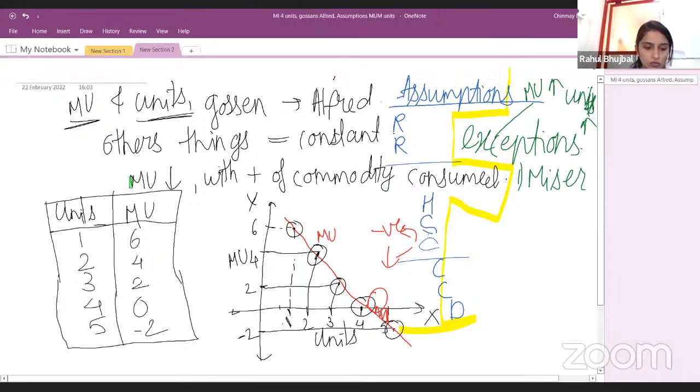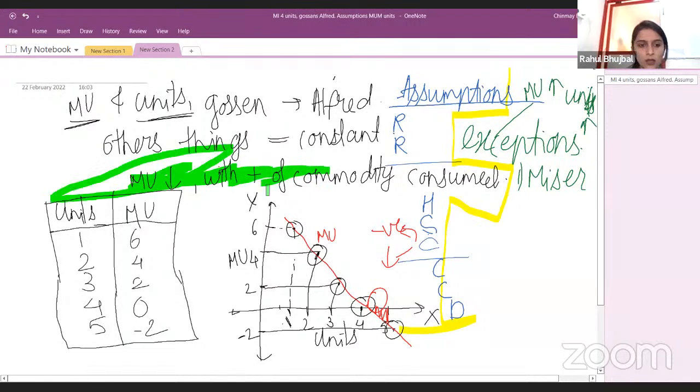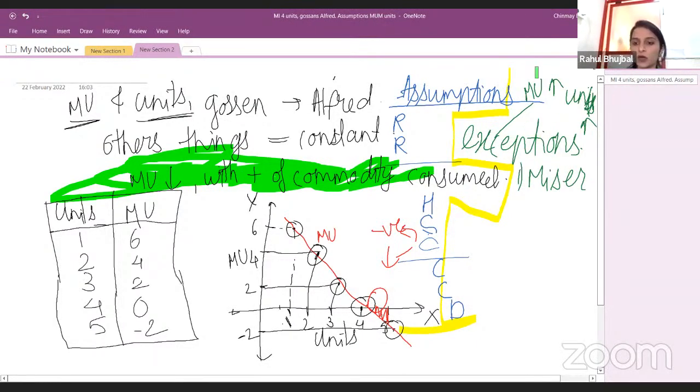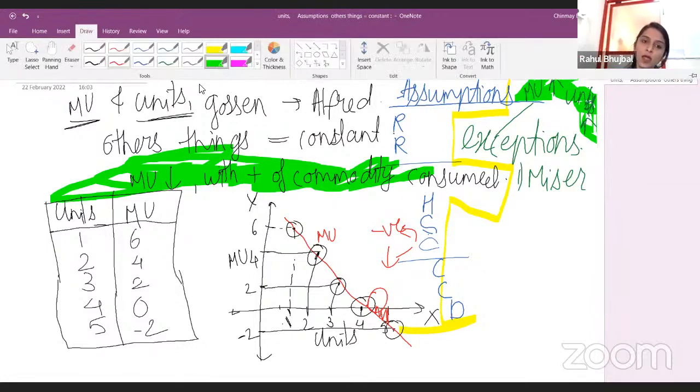So as we saw here, what did we see here? Marginal utility is decreasing as the number of units consumed are increasing, right? And where will we see the opposite effect? In exceptions. What is happening in exceptions? Marginal utility is increasing. When is marginal utility increasing? As more number of units are being consumed.